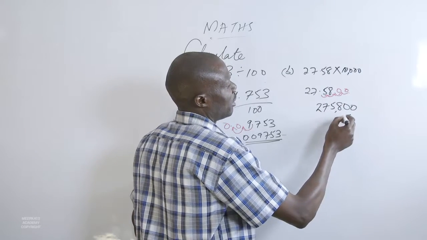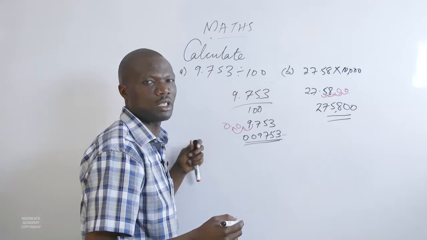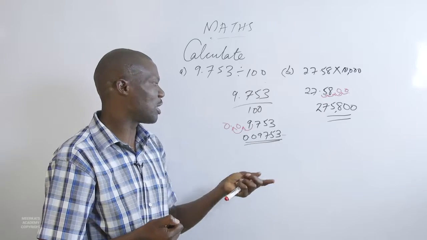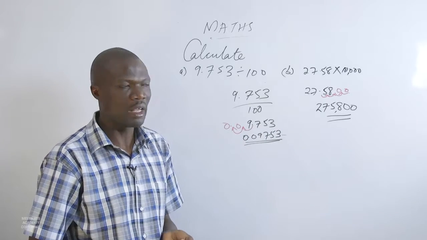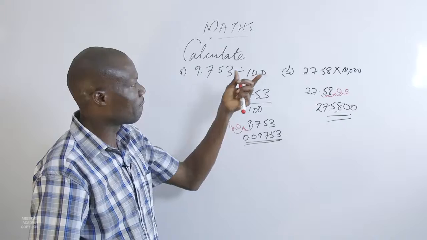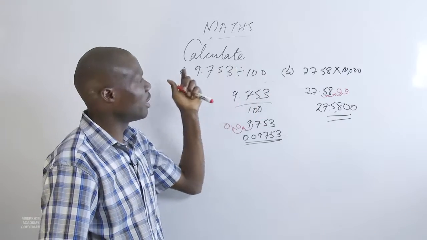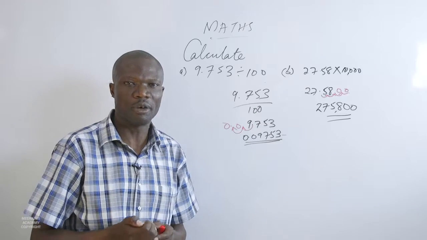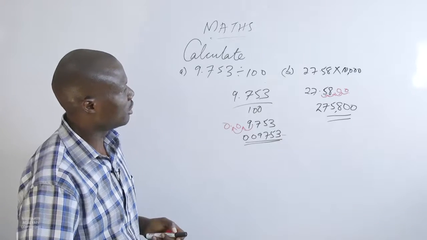275,800. 275,800 is now a whole number. So we should be able to simply multiply a decimal and a power of 10.